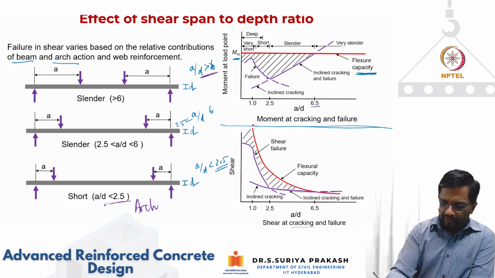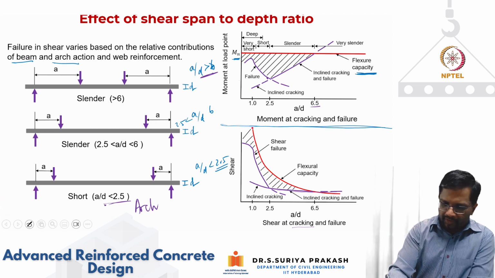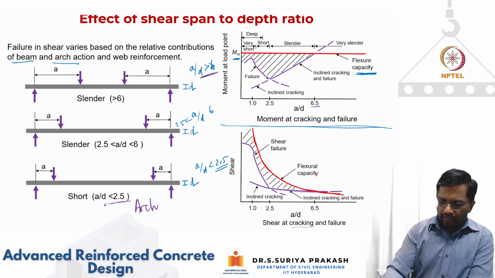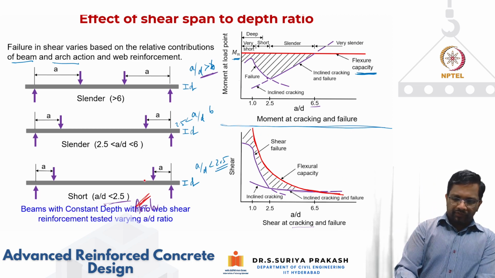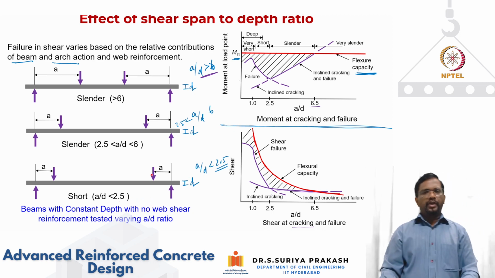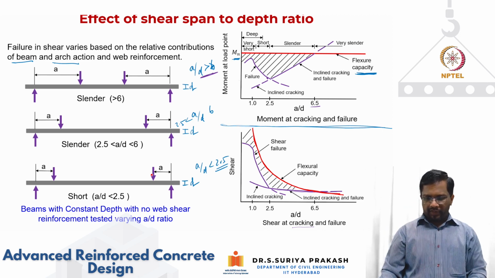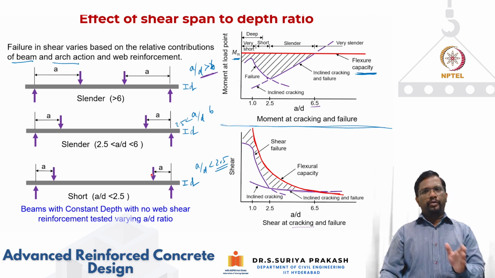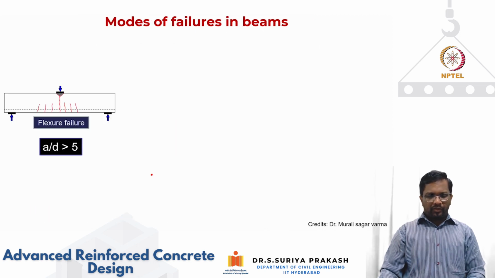Anyway, if you look at this bottom figure, this curve is nothing but your flexural capacity. This flexural capacity is going to change. These are all beams with constant depth and no web shear reinforcement, and they are all tested at different A/d ratios. So these are the behaviors. You can have different failures depending upon the A/d ratio at which this particular beam is being tested.